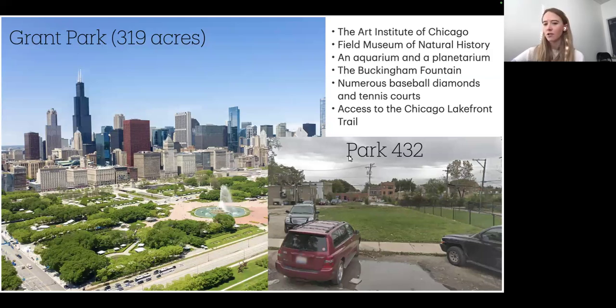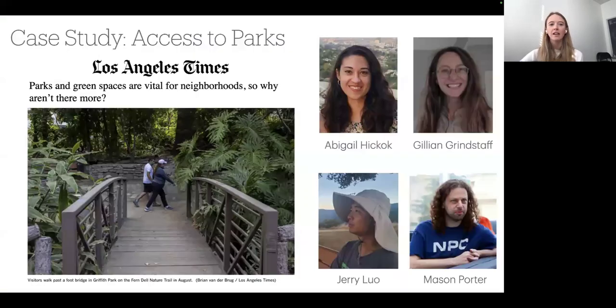Okay. So this is a case study of looking at access to parks in Chicago. There was a lot of news about this during the pandemic, of how having access to parks and green space is vital, and why isn't there more? If you've been to Los Angeles, you probably know that this is a particularly strong example of a place that has a lack of parks. So it's a bit near and dear to all of our hearts. This is joint work with Abby Hickok, Jerry Liu, Jill Grindstaff, and Mason Porter.